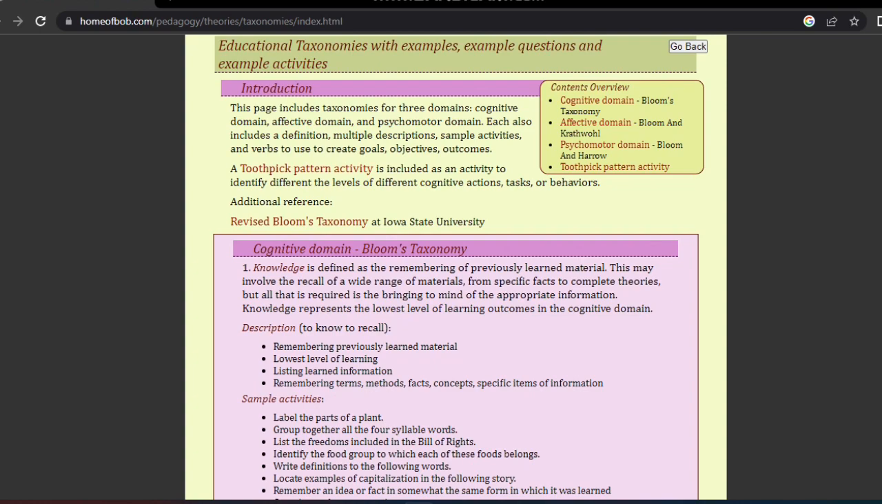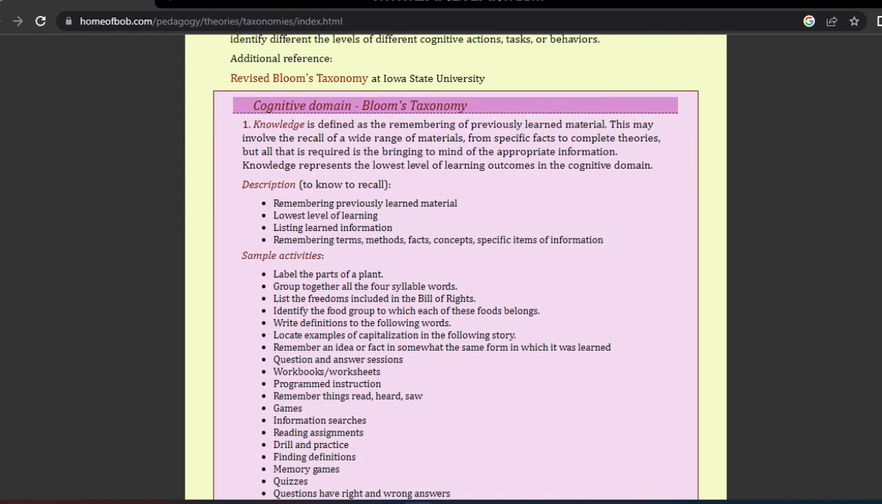Yes, guys, educational taxonomies with their examples. Okay, introduction is that this page includes taxonomies for three domains: cognitive domain, affective domain, and psychomotor domain. But today we discuss just one domain, that is cognitive domain. Here you can see the revised Bloom's taxonomies at Iowa State University.